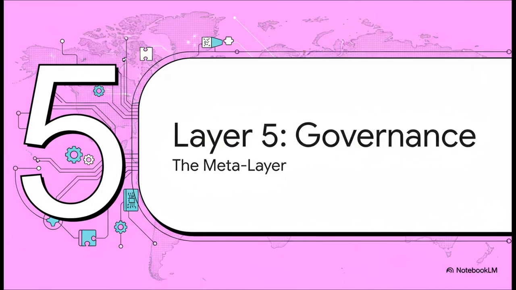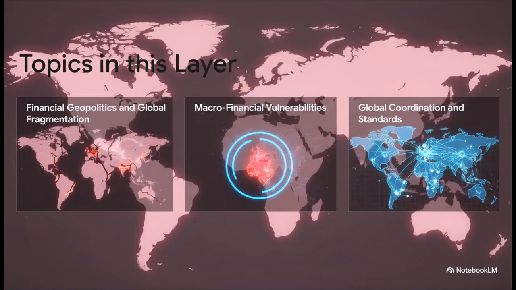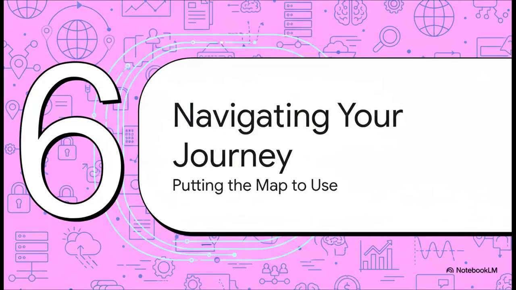Okay, our final stop on this tour is the governance layer. If the other layers are kind of like the hardware and the software of the ecosystem, you can think of governance as the operating system. It's the OS that runs the whole show and holds it all together. It's the meta layer of resilience. So this layer is all about the rules of the game. The reports here tackle the fractures being caused by financial geopolitics. They track those system-wide vulnerabilities before they blow up into crises, and they explore why global coordination is so critical to keep things stable.